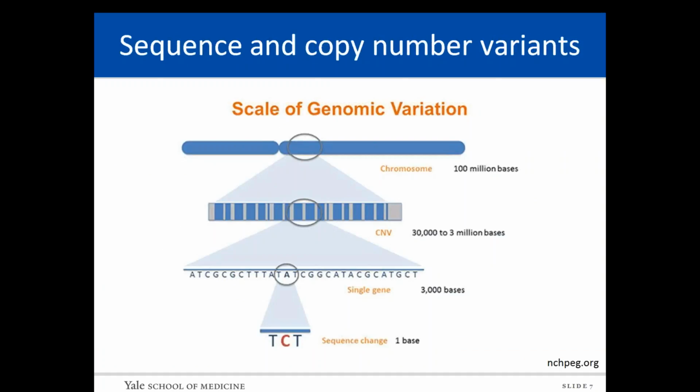Okay, sorry about that. So there are different scales of genomic variation that human geneticists study. On a chromosomal level, you could be looking for changes such as I showed before, duplications and deletions on the order of millions, hundreds of millions of base pairs. We can look for copy number variants, which are typically considered to span tens of thousands of base pairs to a few million. And then also at the single gene level, which is usually about 3,000 nucleotides or bases long, and look for sequence changes at the 1 base pair level.